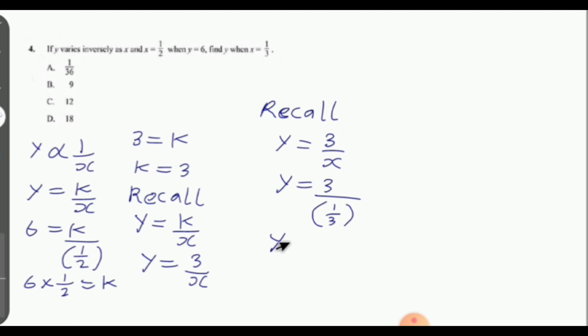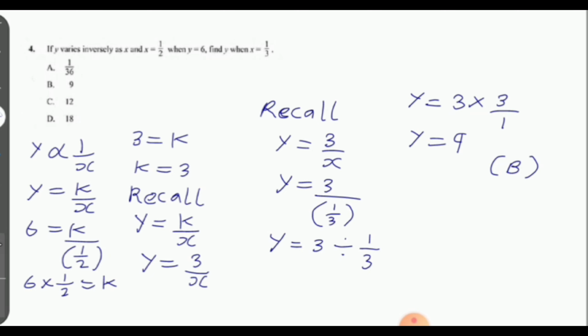So we can say y equal to 3 divided by 1 over 3. Now y will be equal to 3. Divide, we change to times. And when it does that, the 3 will come up, while 1 will come down. So we say 3 over 1. So we can say y equal to 3 times 3, which is 9. And that is Option B. So that's the answer.